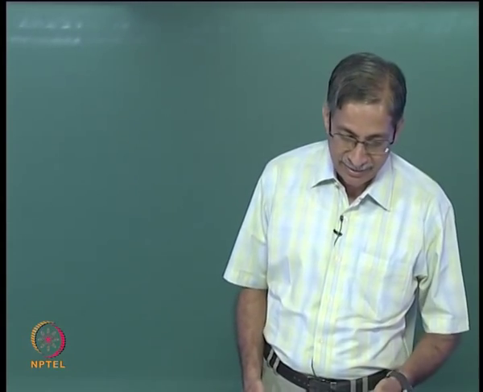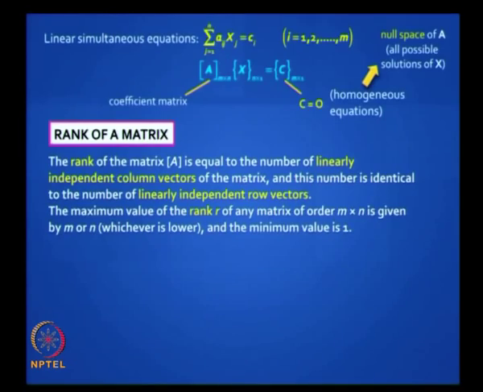Okay, rank of a matrix. The rank of the matrix A is equal to the number of linearly independent column vectors of the matrix, and this number is identical to the number of linearly independent row vectors. So the maximum value of the rank R of any matrix of order m into n is given by either m or n, whichever is lower, and the minimum value is 1.